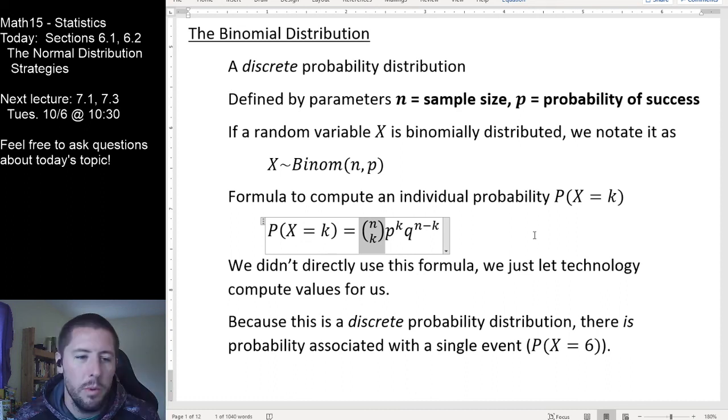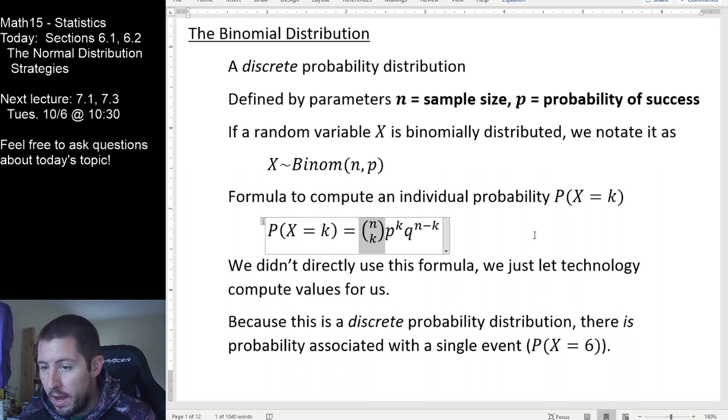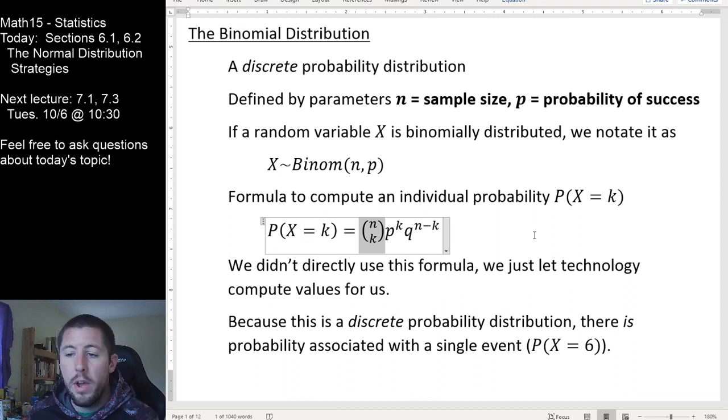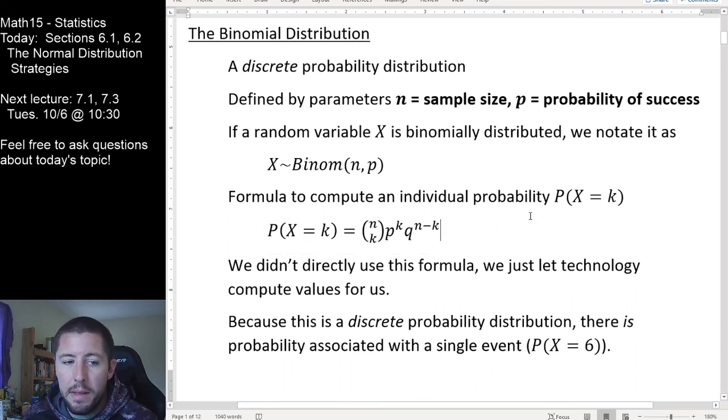That's what we were getting from that n choose k, and that can get to be quite a large number if you have lots of trials and a moderate number of successes. So the point here was we did get a formula, but we never directly used the formula except for one time when I was demonstrating it in the example, and it can get to be a little bit hairy. So we just let technology do this for us.